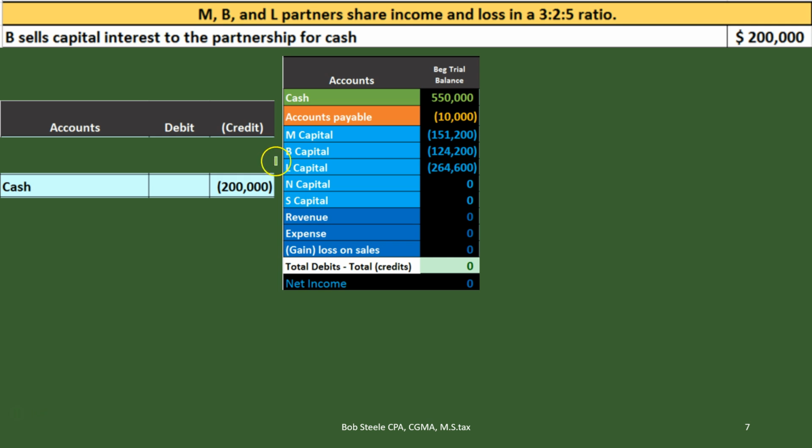And then we know that B needs to be off the books. B's on the books for 124.2. B is no longer with us. Therefore, B should not have any amount in their capital account. Therefore, that's a credit. We need to make it go down by doing the opposite thing to it, which would be a debit of the 124.2. So now the partnership paid $200. B is going to be off the books at 124.2. We have a difference here, and that's going to be a debit. That debit's going to have to be divided in some way between M and L.